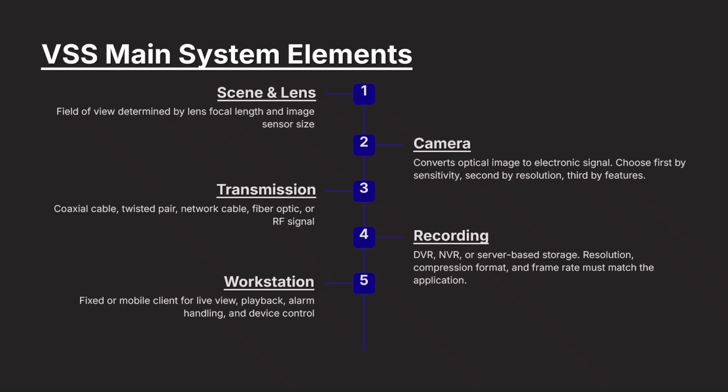Next is the camera, which converts light into a usable signal. Transmission follows, using cables, networks, or wireless systems to carry the signal. Recording systems, such as DVRs or NVRs, store video for later review. Finally, the workstation allows operators to view, analyze, and manage video feeds. The effectiveness of a surveillance system depends on how well these elements are integrated and optimized for the operational requirement.